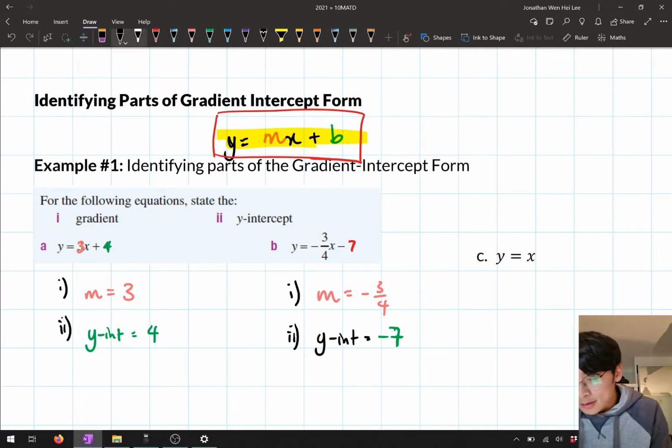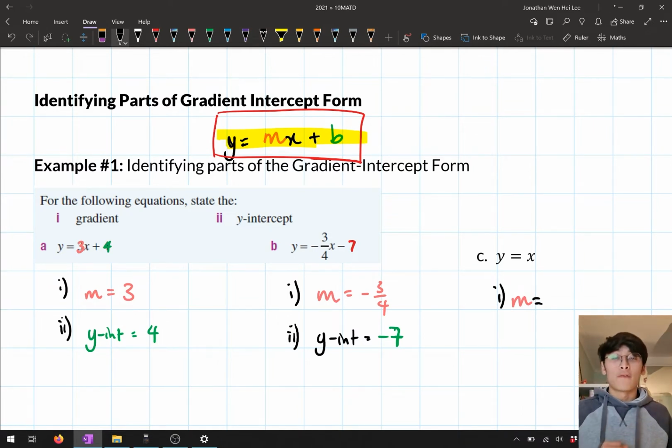Okay, final part is this one here. C, y is equal to x. Now here, the first part, the gradient: if you have a look at the x, there is no number before my x. But if you remember when we talked about algebra, there's actually a hidden coefficient if you ever see a letter by itself. That means there's a hidden coefficient of 1. So here, my gradient is actually going to be 1. So if you ever see a letter, in this case x, just by itself without any number before it, that means the hidden coefficient is 1, or the hidden gradient is 1 in this case.